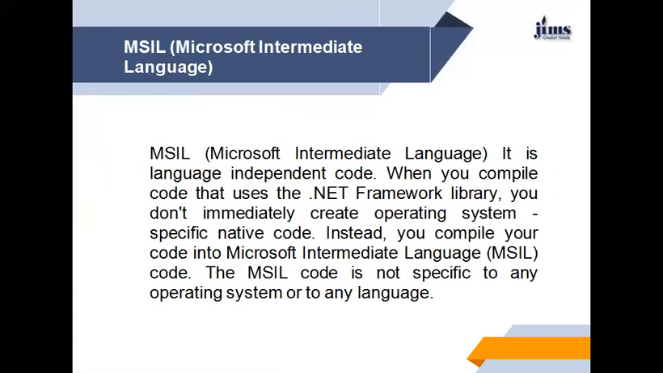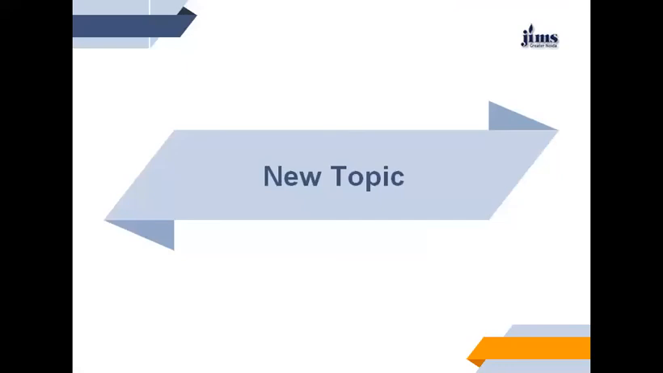So what is MSIL? That is Microsoft Intermediate Language. It is language independent code. When you compile code that uses the .NET Framework library, you don't immediately create operating system specific native code. Instead, you compile your code into Microsoft Intermediate Language code. The MSIL code is not specific to any operating system or to any language. Okay, so this is all about that.